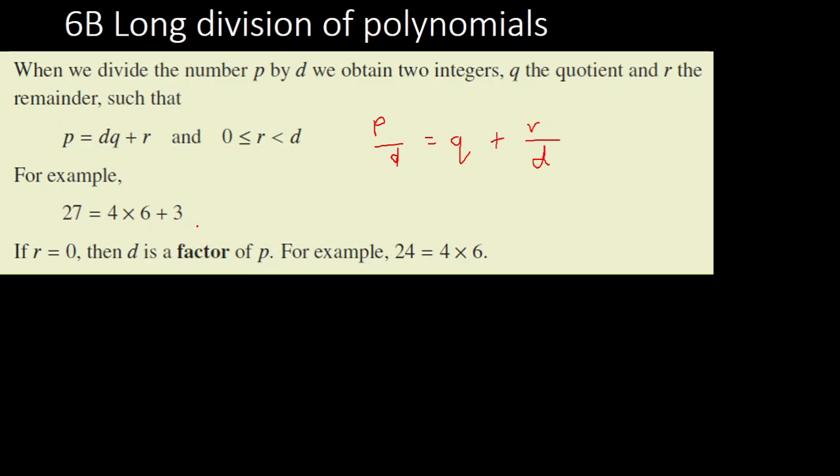Also a reminder, if our remainder is 0, we can say that our divisor is a factor of P, and Q is also a factor. So here we have our D and Q. Because our remainder is 0, they're both factors of 24.